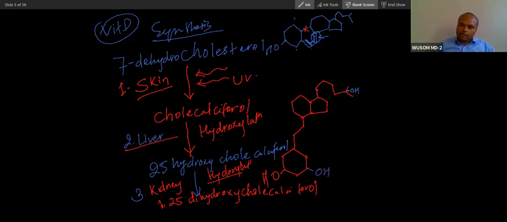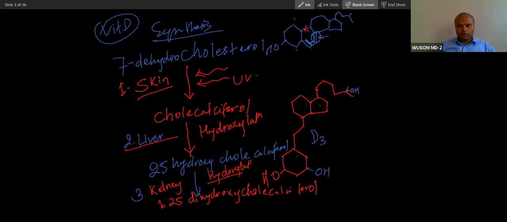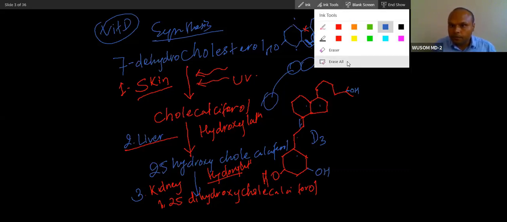Did you understand this? Yes, sir. This became vitamin D, D3. Now, did you understand? D3 has 3 rings, 1, 2, 3 rings. So you can easily remember this 2 and then this 3 ring is like this. So this is vitamin D. Did you understand synthesis of vitamin D?